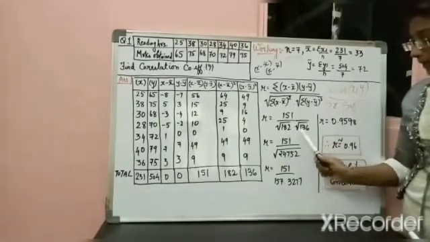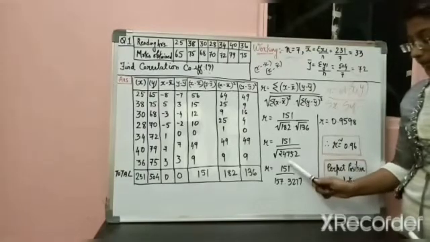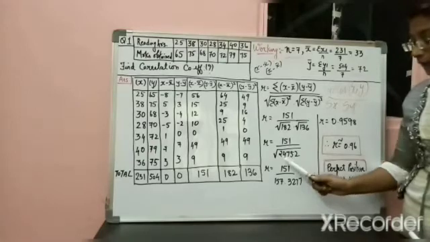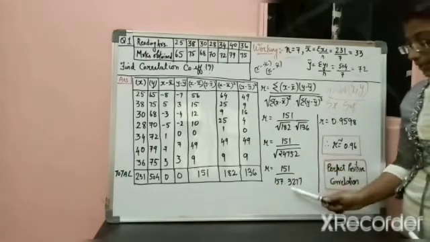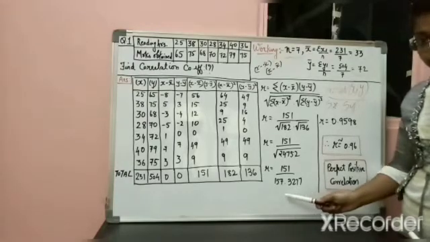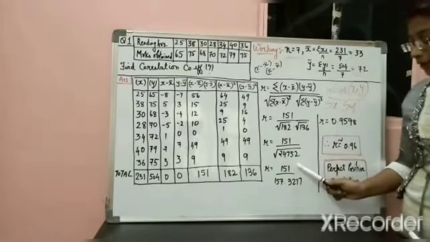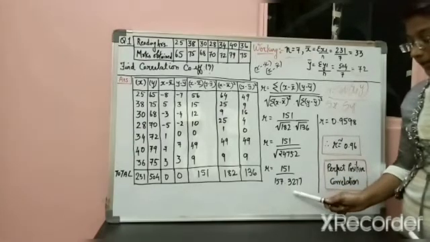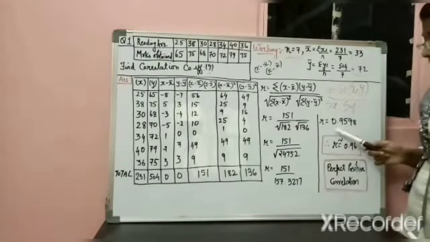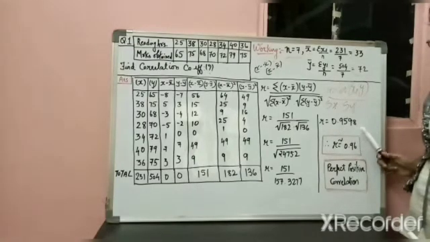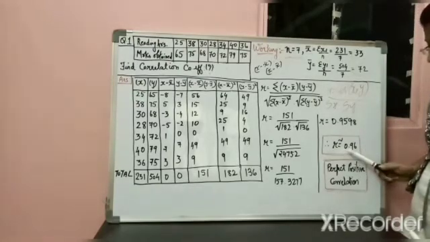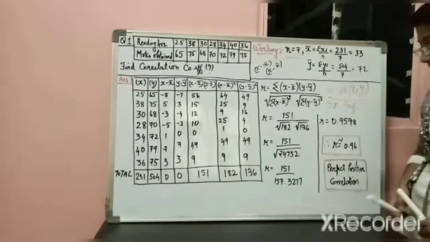So after multiplying 182 into 136, you would get 24752. Clear with this? Then you have to take the square root of this number. Then you would get 157.3277 as the rounded number. Then afterward you have to divide 151 by 157.327. You would get your R as 0.9598. So you have to round it off to 2 decimals. So your rounded figure would be 0.96.